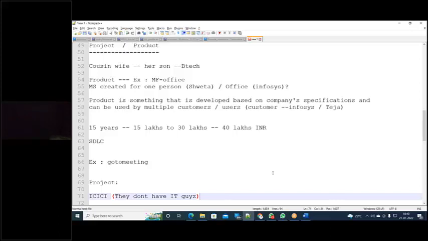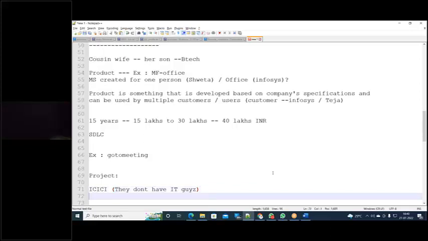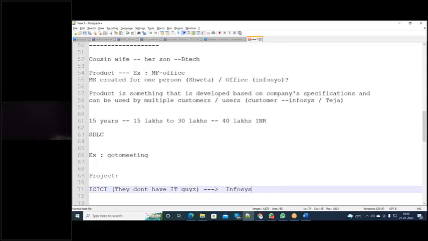Okay, they don't have the IT guys. So ICICI will say, let me approach somebody who is good with IT. They will approach companies like Infosys. I'll use the word Infosys all the time because I have certain connections with Infosys, though I don't have any special interest. So I always use the word Infosys.